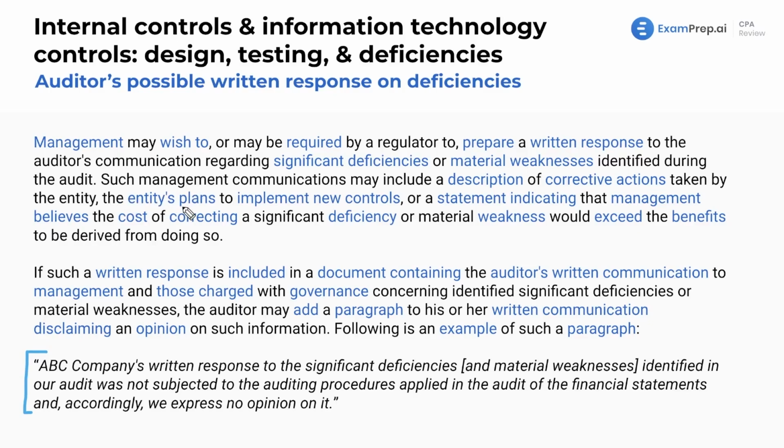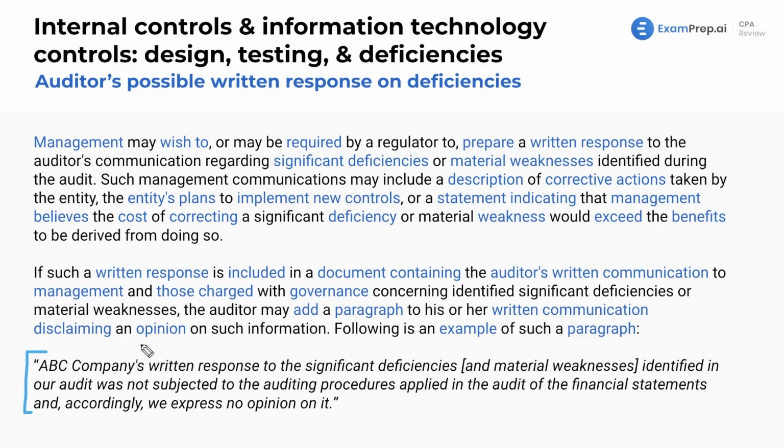It could also include the entity's plans to implement new controls or a statement indicating that management believes the cost of correcting the deficiency or weakness would exceed the benefits to be derived from doing so. Definitely an important point to keep in mind, right? The cost benefit analysis. If such a written response is included in a document containing the auditor's written communication to management and those charged with governance, the auditor may add a paragraph to his or her written communication disclaiming an opinion on such information. So here is what we're seeing here.